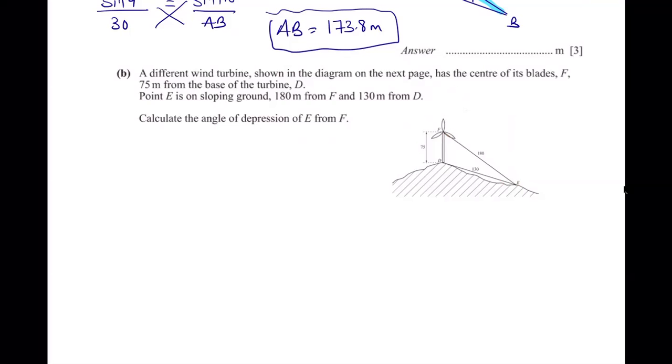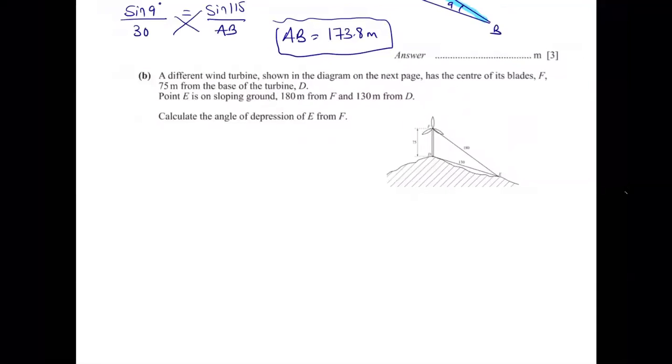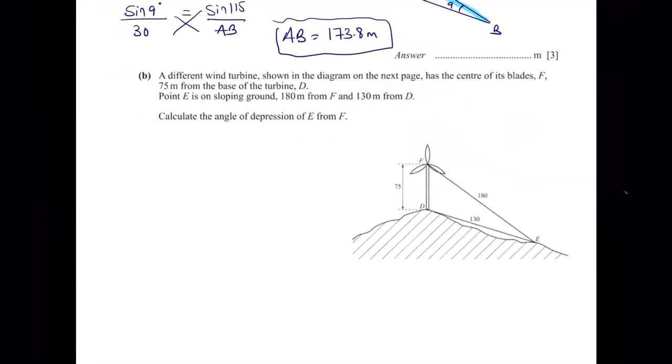So we have done this question just now. What we are going to do is we are going to find the angle of depression. Angle of depression is always going to be from the horizontal imaginative line. Would you agree that this is going to be the angle of depression of E from F? Kya ye sahi hai?